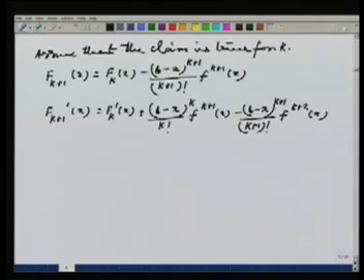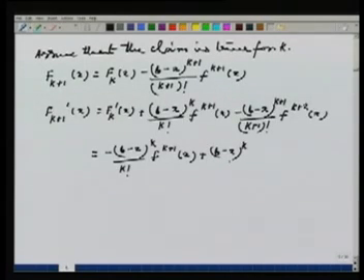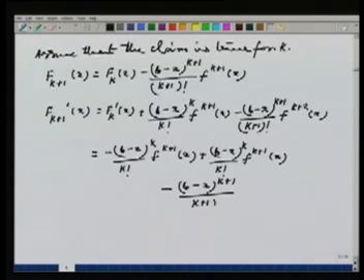Now I plug in the formula for f_k'(x), which I have assumed. So this then is minus (b minus x)^k by factorial k into f^(k+1)(x). That is my assumption. Then I just write down the other terms, which is (b minus x)^k by factorial k into f^(k+1)(x), then minus the other term, that is (b minus x)^(k+1) by (k+1) factorial into f^(k+2)(x).